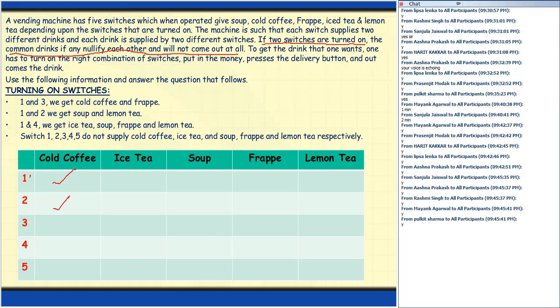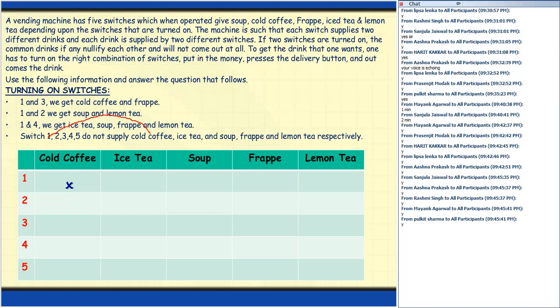Okay. Now the first line says the last line plays an important role. Switch numbers 1, 2, 3, 4, 5 do not supply cold coffee, iced tea, soup, frappe and lemon tea respectively. Which means from 1 we will not get a cold coffee. So I'll put a cross mark in front of cold coffee, which you can see here.